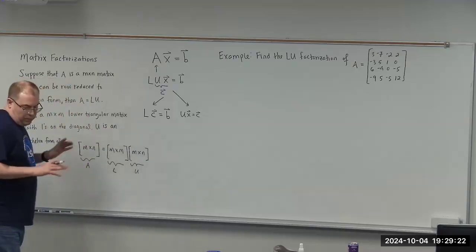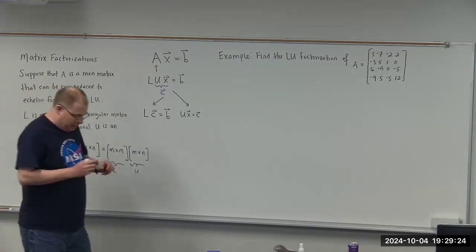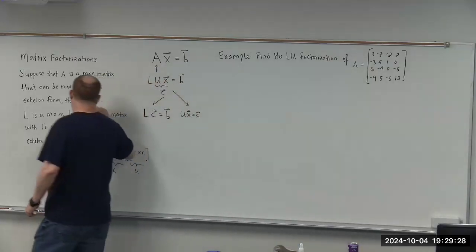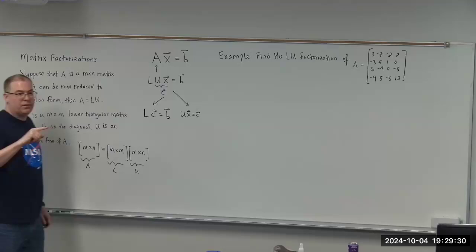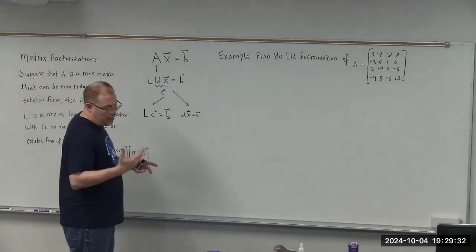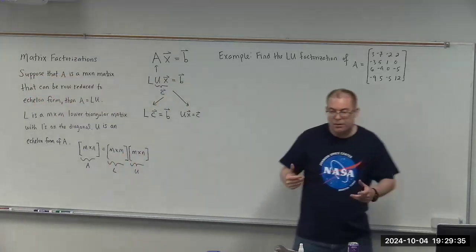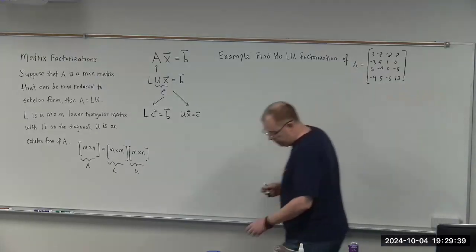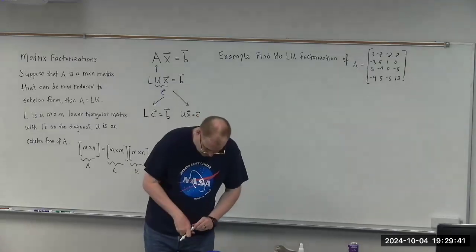We already know how to do the first part, because U is just the upper triangular matrix. So we can apply elementary row operations to A and end up with U. So let's go through that. We're going to find U first.